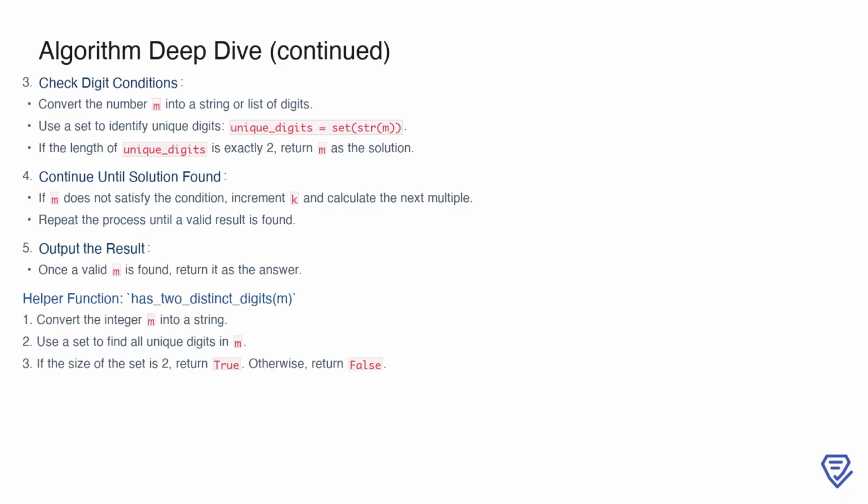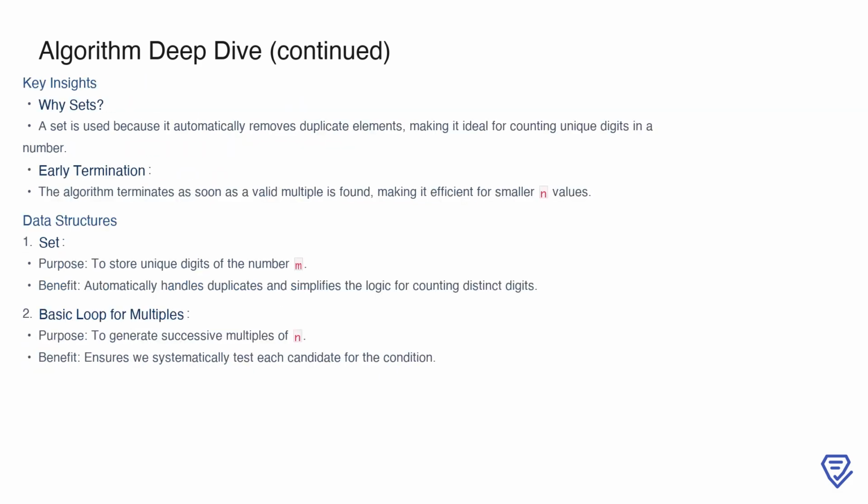The helper function, has_2_distinct_digits, is simple. It converts the number into a string, uses a set to find the unique digits, and returns true if the size of the set is 2. This ensures the function is efficient and easy to integrate into the main algorithm. Now, let's break down some key insights and data structures. The choice to use a set is critical because it simplifies the task of counting unique digits, as sets automatically eliminate duplicates.